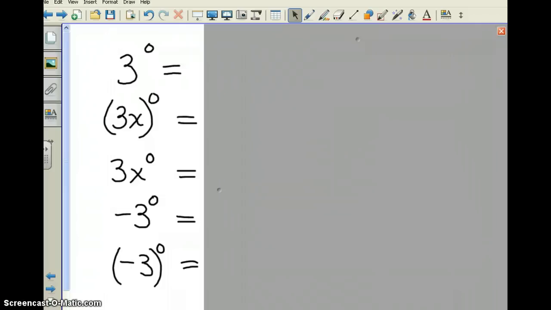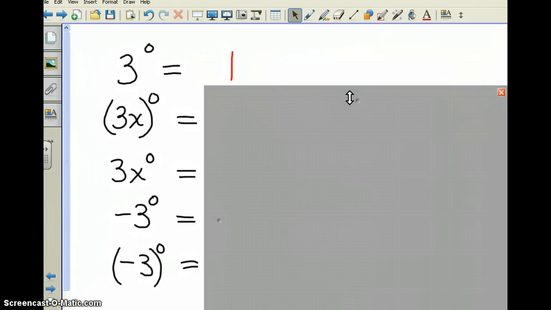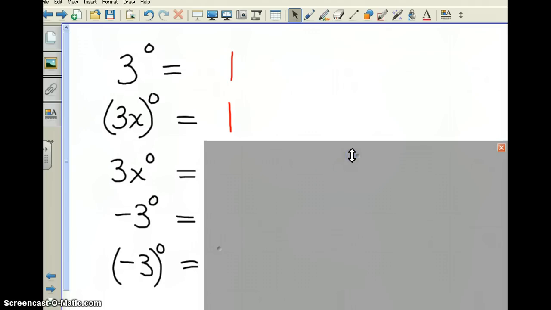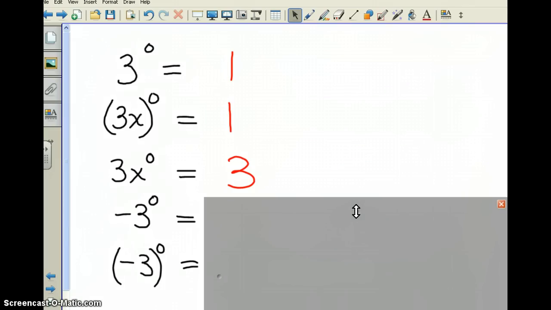Now that you're back, let's check to see how you did. 3 to the 0 power should be 1. Base of 3, exponent of 0. The next problem, 3x to the 0 power, should also be 1, because our entire base is 3x with an exponent of 0. However, the next one, 3x to the 0, is not 1. It should be 3, because now the 0 is only on a base of x. This is the base, this is the exponent, so this much of the problem is equal to 1, and we have a 3 here in the front acting as a coefficient. 3 times 1 is what makes the 3.